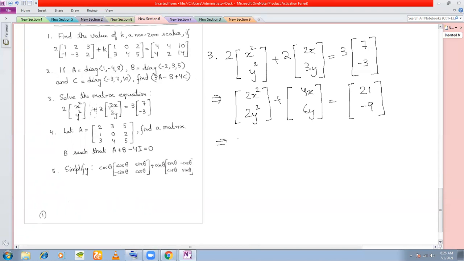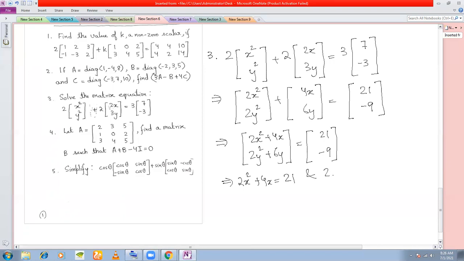So now you add the matrices on the left hand side. 2x square plus 4x, you have 2y square plus 6y, is equal to 21 and minus 9. That means 2x square plus 4x must be equal to 21 and 2y square plus 6y is equal to minus 9.